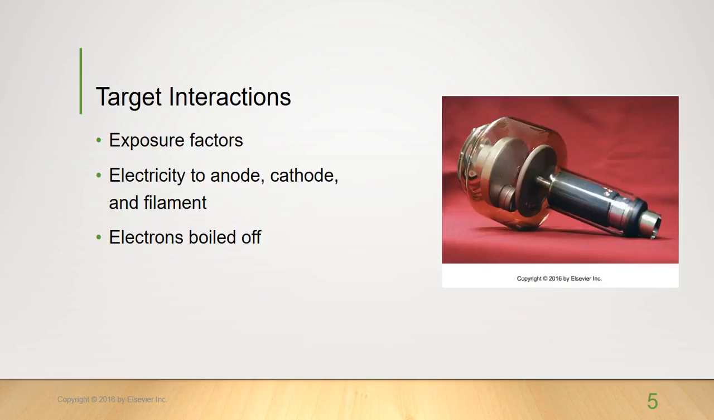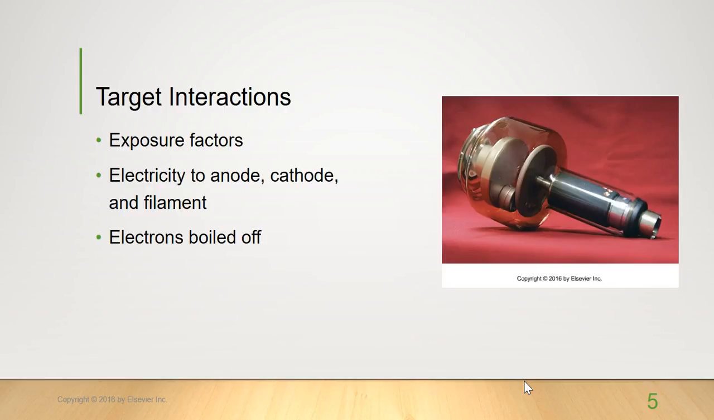So this figure is the inside of the X-ray tube. We've seen that before, and if you look closely you can kind of see that oil that's floating around right in there. Once the technical factors have been selected, electricity travels to the anode, the cathode, and the filament, and electrons are boiled off at the filament. And that's what we call thermionic emission. Don't ever forget that word. Thermionic emission is the boiling off of electrons.